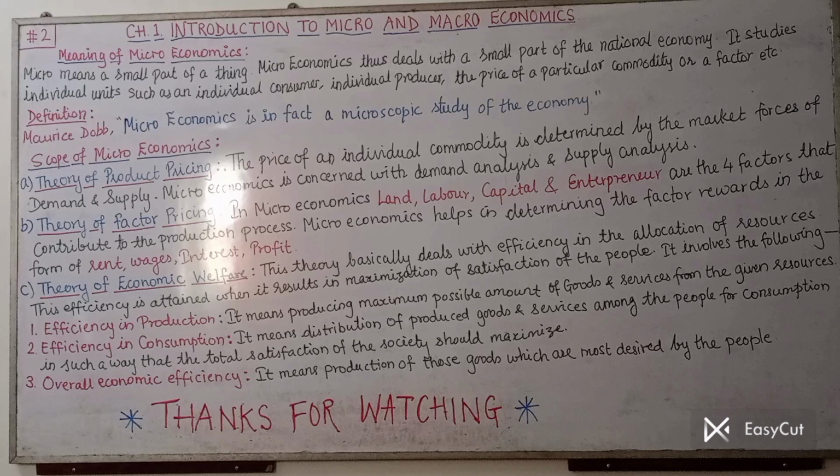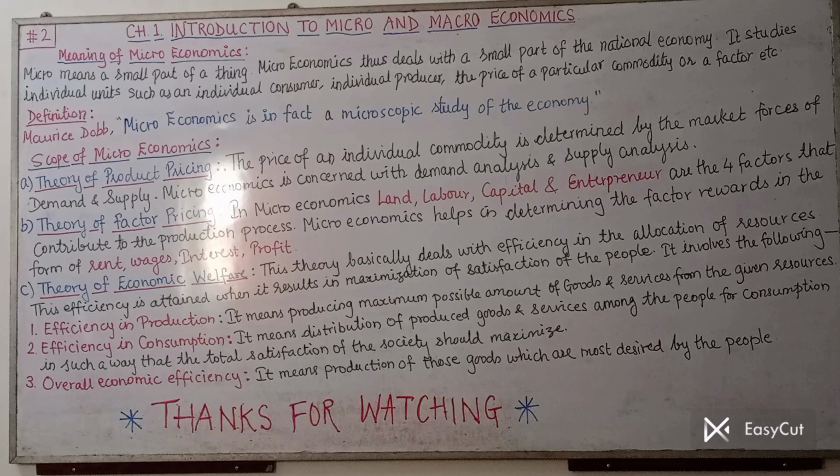Then second, efficiency in consumption. It means the distribution of produced goods and services among the people should be in such a way that the total satisfaction of the society is maximized. That means whatever goods and services are produced, they should be circulated and distributed in such a way that the maximum society should benefit. That is called efficiency in consumption. Maximum people should be in a position to consume those goods and services, and obtain benefit from it.